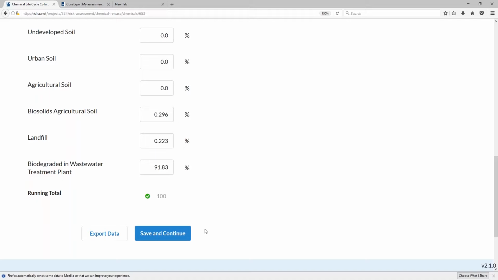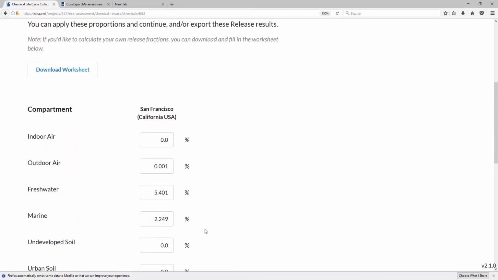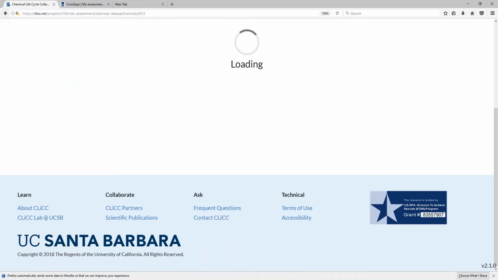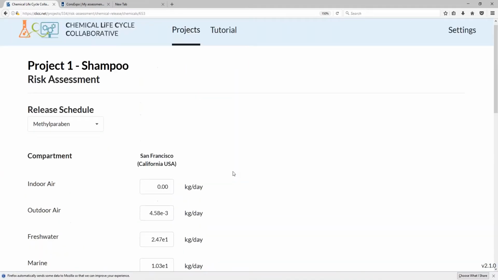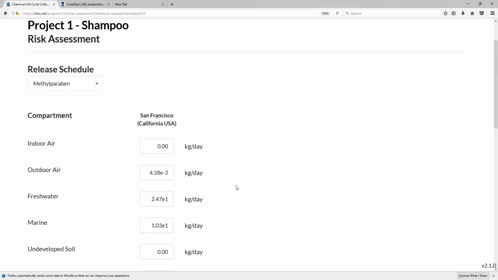Again, the split between indoor and outdoor air. It shows 0 for indoor air. Yeah, so it's because it's less than 0.001. There's enough ventilation that it's assuming that it's going out. If we had something that was more volatile, we'd see a number here. So we'll see that when we do the paint strippers. So that provided us with the release, and then it translates into kilograms per day.